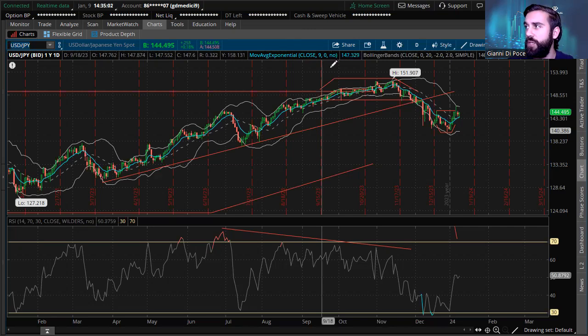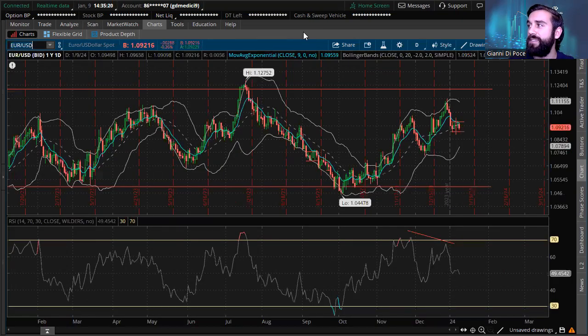So the big thing for me here is that as long as the dollar yen is below 146, 148, we have to be cautious with respect to the upside and could see significantly more downside in a short period of time in the coming weeks and months. So let's go ahead and take a look at the euro.